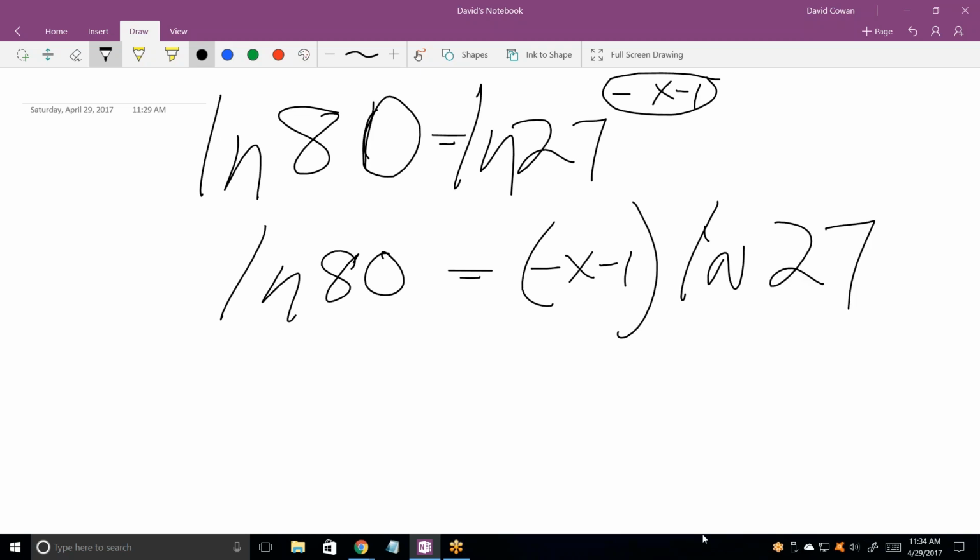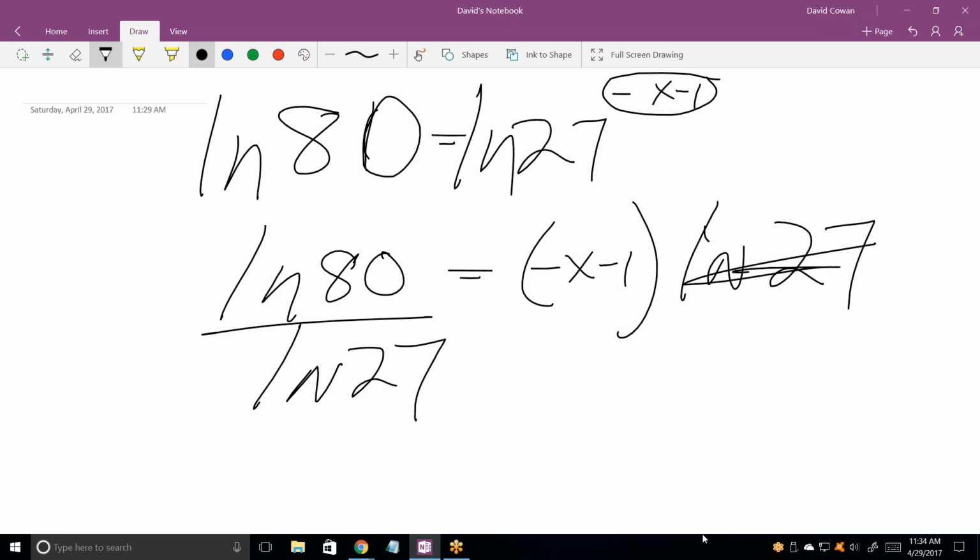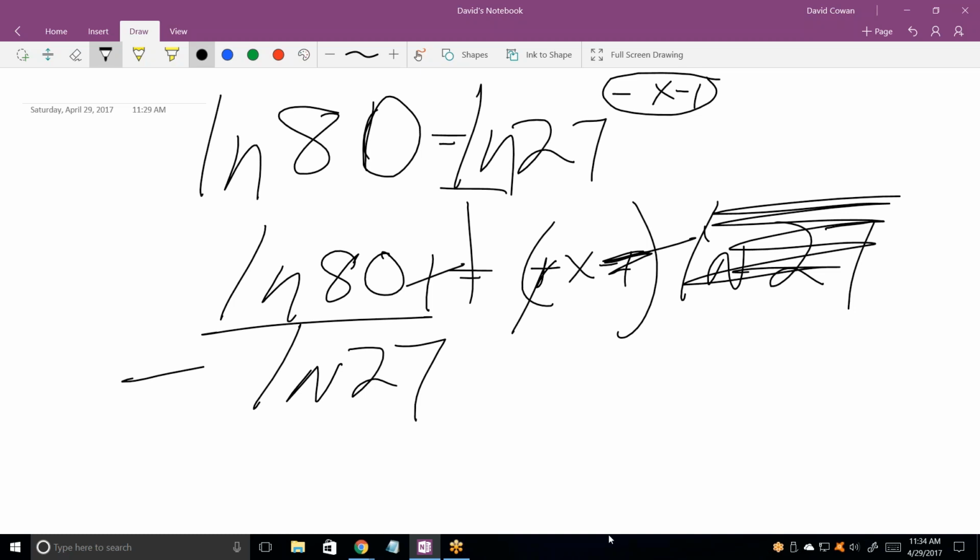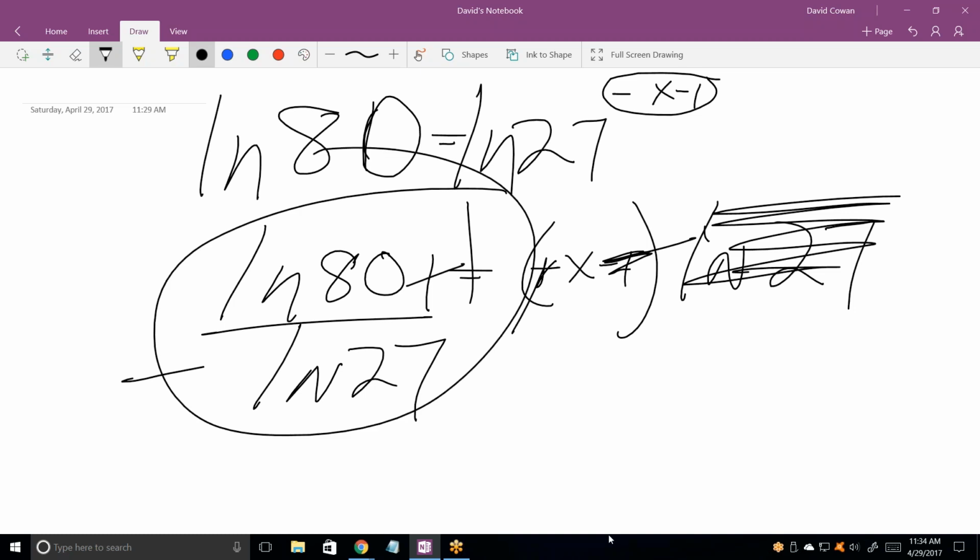Well, these logs are just numbers. So now I get minus x minus 1 equals natural log of 80 divided by natural log of 27. Add 1 to both sides, so I get plus 1 equals minus x. Divide both sides by a negative. That's what x is equal to. That's how you do it. If you have to use logs, the first step is to take the log of both sides. And it does not matter which log you use.